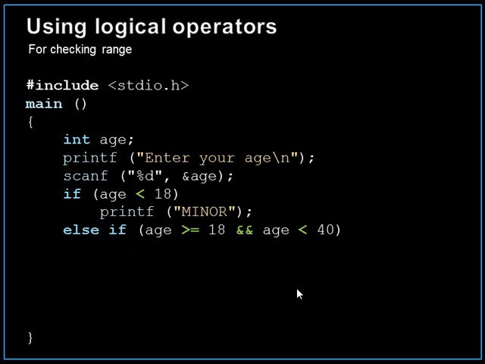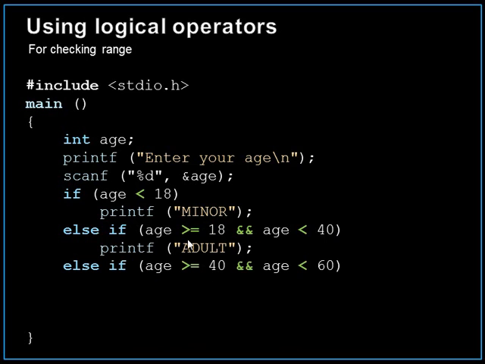you are checking a range. If the age is between 18 and 40, you print that you are an adult. So we are checking the range here between 18 and 40. Look, we have used the logical operator AND. It just means literally, if age is greater than or equal to 18 and age is less than or equal to 40. According to the truth table, if these two expressions come out to true, then it will go ahead.